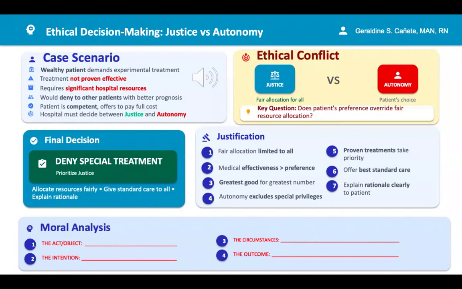Because the core ethical conflict in this case lies in balancing the patient's autonomy with the principle of justice. Does the patient's ability to pay override the need for equitable access to care for all patients? Now let's explore the ethical considerations before the final decision. The principle of justice requires that we distribute resources fairly. So think about it. Why is providing experimental treatment to one wealthy patient at the expense of others considered a potential violation of justice?